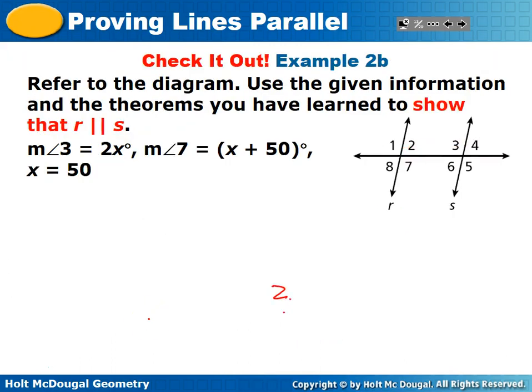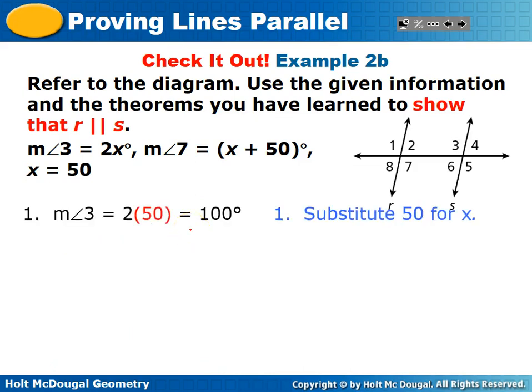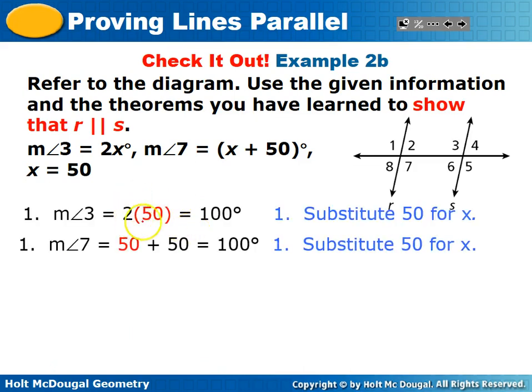Here's our check it out 2b. I would like you to plug in the 50 into both the equation for the measure of angle 3 and the equation for the measure of angle 7, and then we'll talk about it once you have done that. For step 1, we're going to do all of that this time. Most of you can do this in your head. You could have just told me that 2 times 50 was 100 and 50 plus 50 is 100, so the measure of angle 3 was 100 and the measure of angle 7 was 100 by substituting 50 in for x.